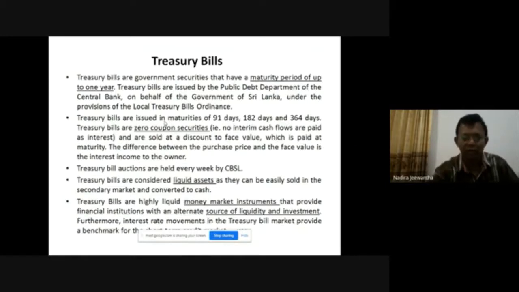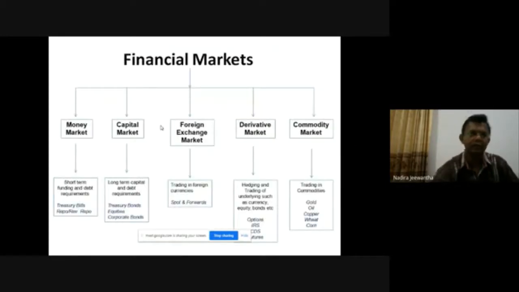What do you mean by that? Now see this chart. Money market instrument, capital market instrument, foreign exchange market, derivative markets, commodity market. These are the only 5 markets available in the world. There may be different markets in addition to this, but these are the main markets. So we'll be discussing only the first 4 markets, except the commodity market, which is not available in Sri Lanka.